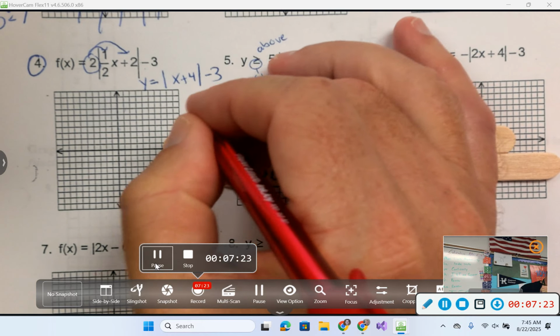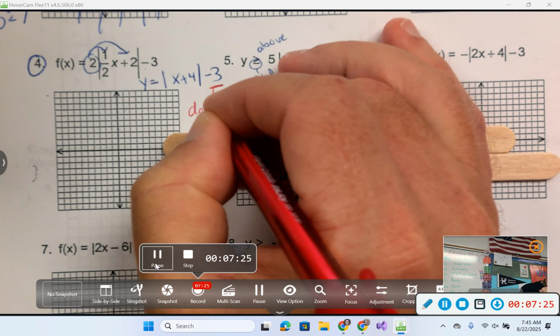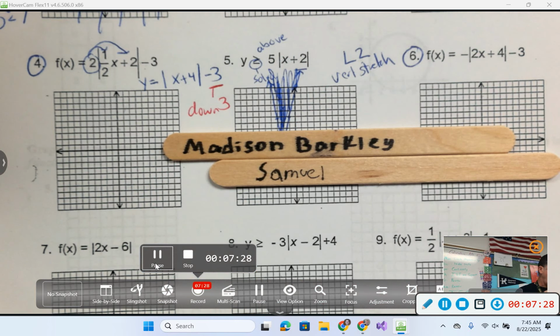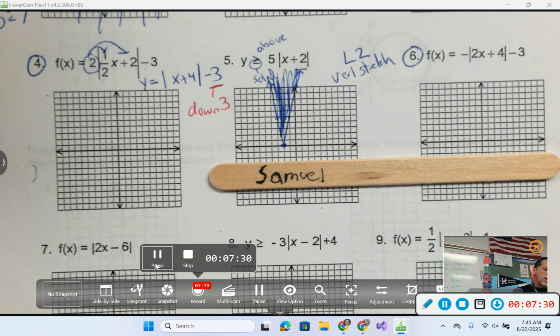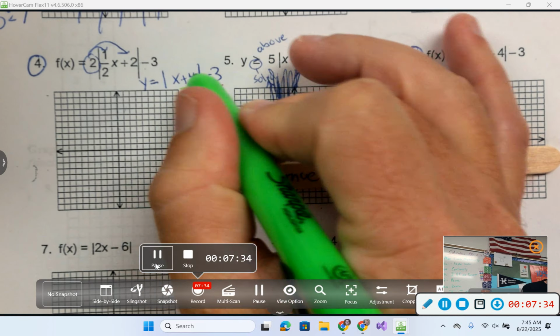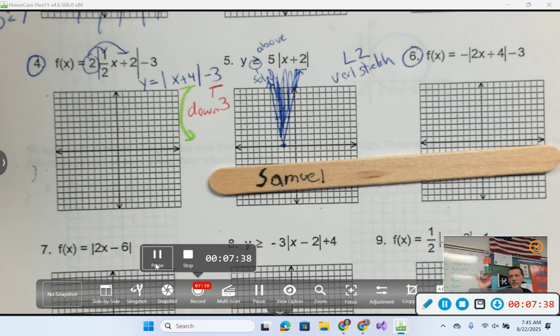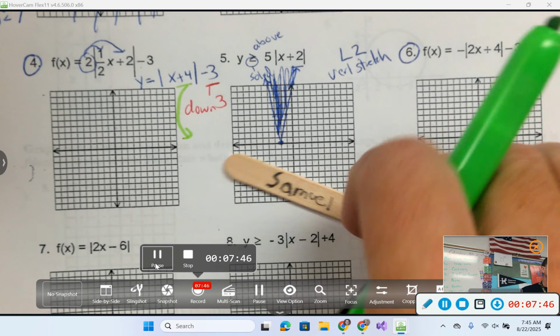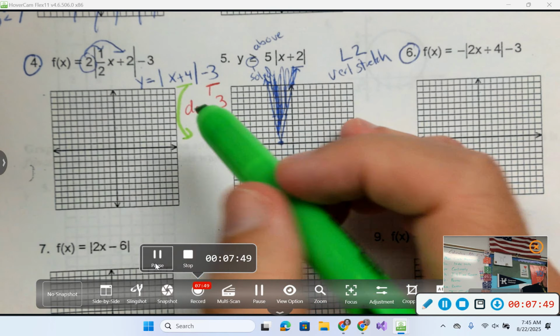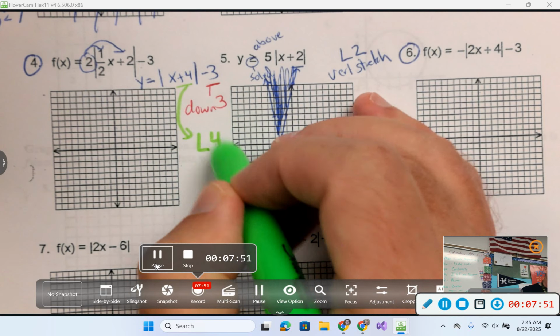So that minus 3 means we're going to go down 3. Good. So that leaves the plus 4. It's in there with x, so that means it's doing an x thing. So it has to be a left-right thing. And then the x stuff is backwards. So which way are we going? Left 4. Good. Left 4.